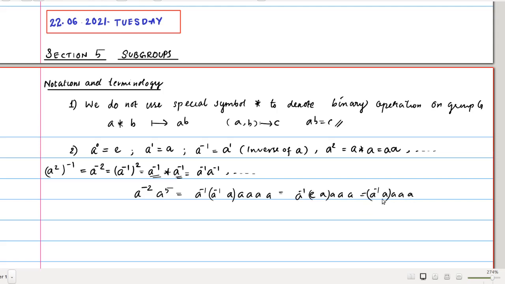Now you can associate this again, that is again e. So it is e a a, and again associate this. Then you will get a three times. So this is a cube. So a minus 2, a to the 5 means a cube. Simply, this exponential rule holds in this group as well. Equipped with these conventions, you can write a minus 2 into a raised to 5 as a raised to minus 2 plus 5, which gives a raised to 3. So the same exponential rule can be used in a group as well with these conventions.